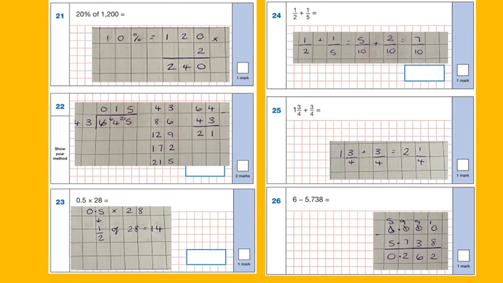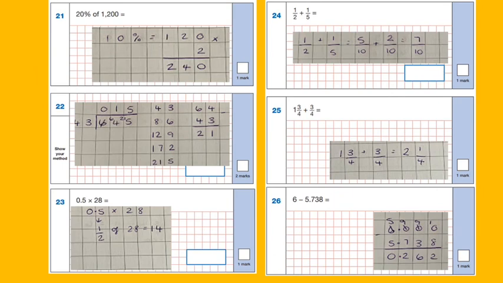So the next question, 6 take away 5.738, is a nice easy one really. You've just got to make sure that you are putting your numbers in the correct value for their place value. So you have got the 5 and the 6 should be on top of the 5. And as you can see from the working out, I have put a decimal point in there and 3 placeholders of 0 just to make my life a little bit easier. And then I've done a subtraction.